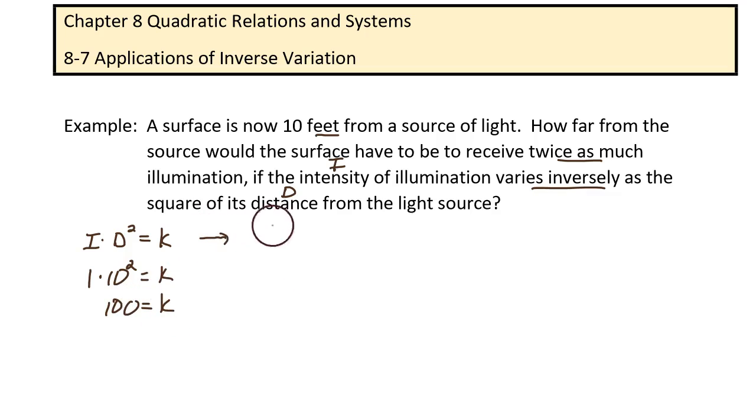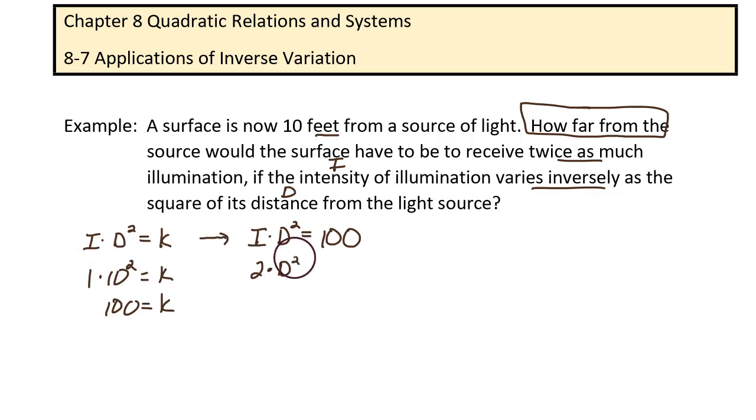Then rewrite the model and fill in K. The question asks, how far, so that's a distance, would the surface have to be to receive twice as much illumination? So in place of the letter I, because I used a 1 last time, I'm going to fill in a 2. That would represent twice as much illumination as the first situation. The letter D is our variable, and that's equal to 100.